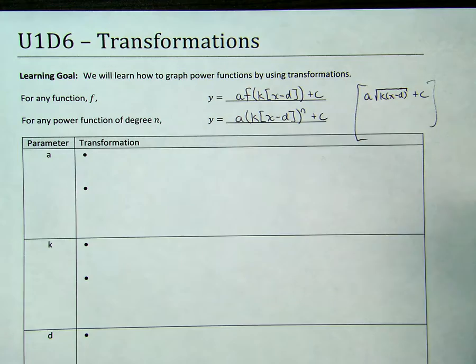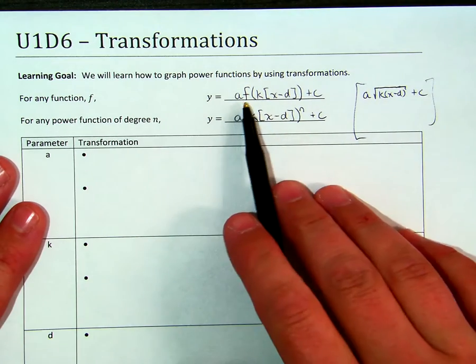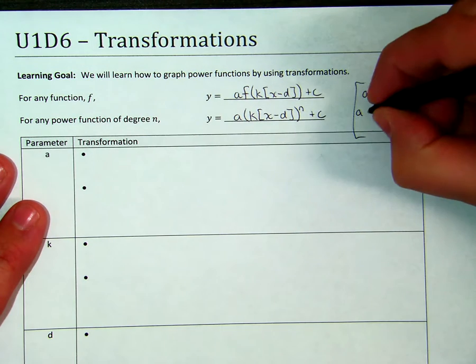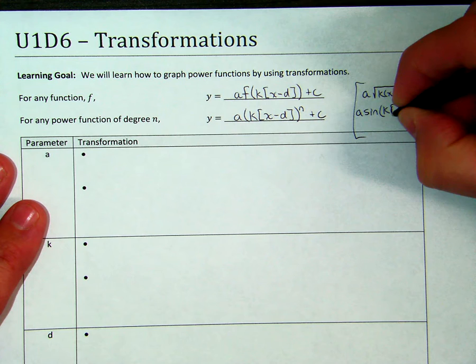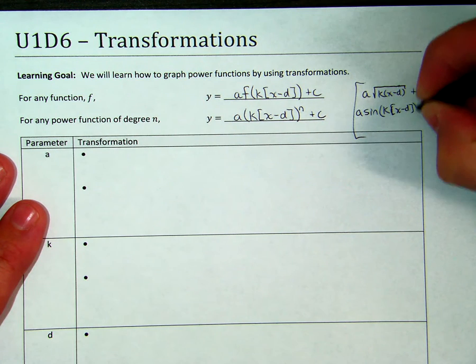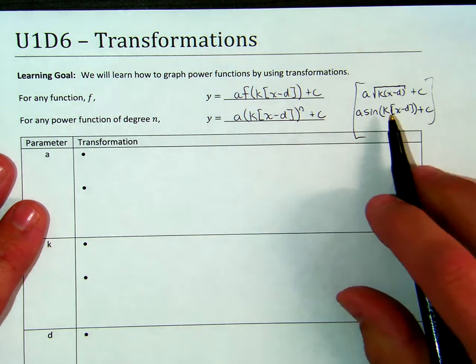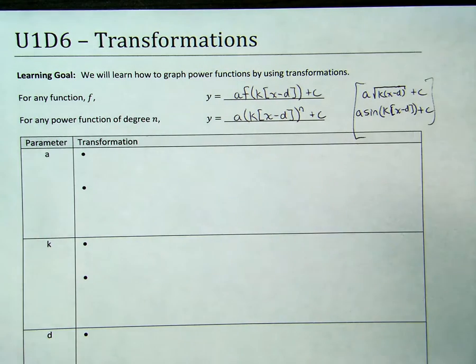I know I'm getting off on a tangent here, but I think this is helpful. If it was sinusoidal, it would be a, and then the function is now sine. Inside of sine, you've got k, x minus d. Close that, so you're no longer in sine, and plus c. So k and d are inside the function, a and c are outside, same deal. I got on a tangent there. You'd think on a video I'd be able to not be on a tangent, but I couldn't. So let's just quickly go through these.